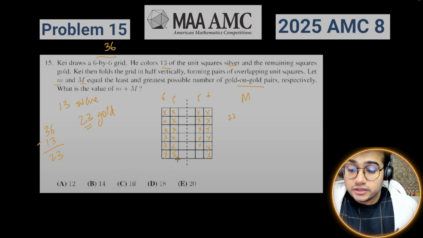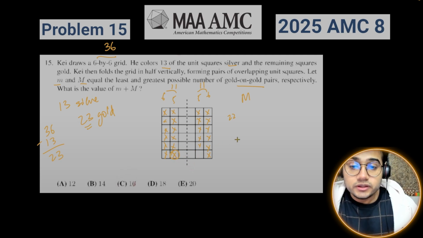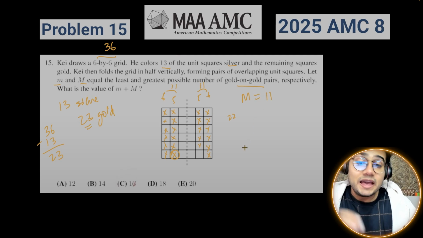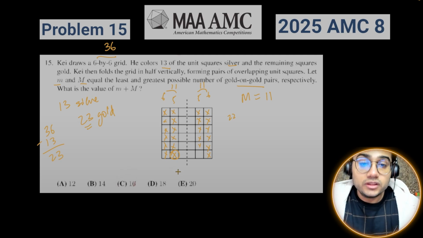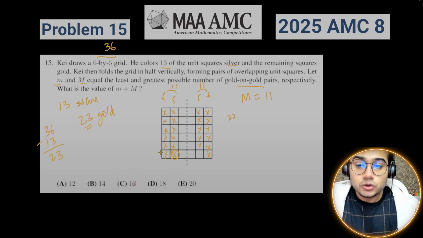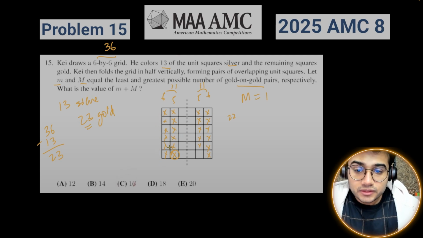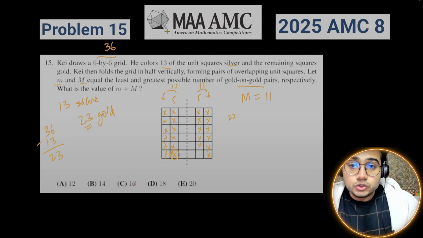And here, what is the number of overlappings we have? Well, we have 11 pairs, right? 11 gold on gold pairs. One of them is not going to be in a pair because there is nothing else there. So capital M is going to be 11. That's the maximum possible overlappings we can have. There is no possible way that we can have more than 11. We can't have 12 because 12 pairs would mean we have 24 gold squares, which is again not possible. So it's 11. Now let's do the minimum.